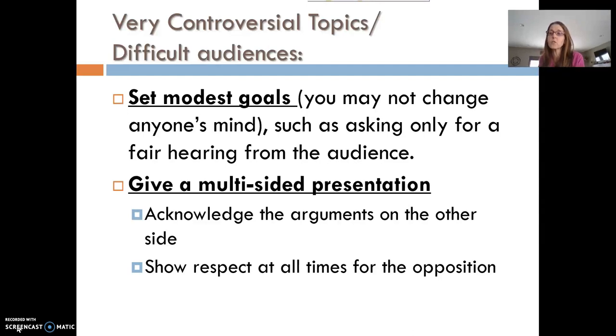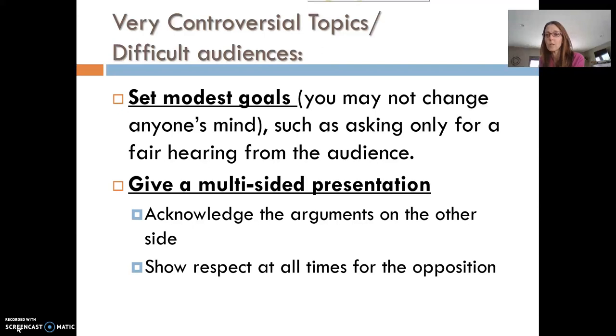If you're tackling something super controversial, you're not going to change everyone overnight. Just do something small, even if you were speaking to a hostile audience, a group that you know really doesn't believe you, asking them to just consider your opposition. Acknowledge the arguments on the other side. Always show respect for the opposition.